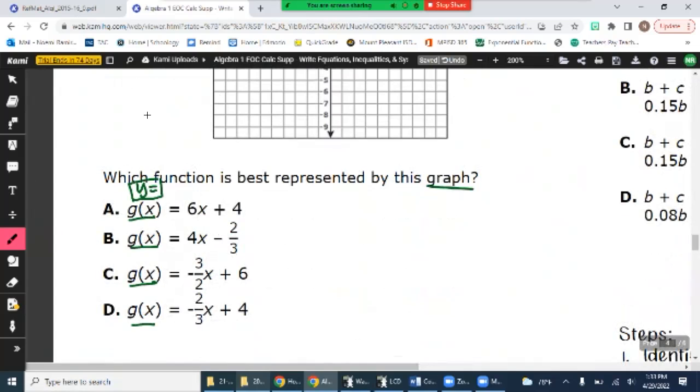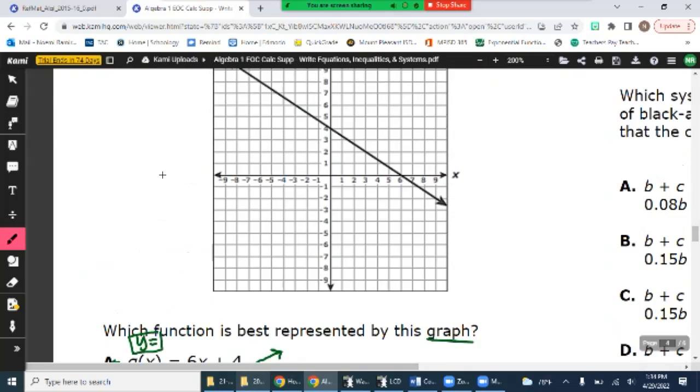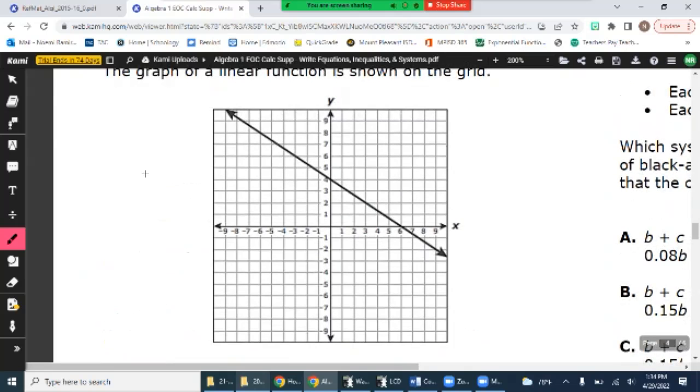Now, A and B are both going to give me lines that are going up instead of down like we're supposed to be finding. So I would eliminate A and B right off the bat. C and D both give me lines that are going down. So now I'm forced to take an extra step. Now I'm forced to do a little extra work, which is find some good points. Give me at least 3 good points on this graph.